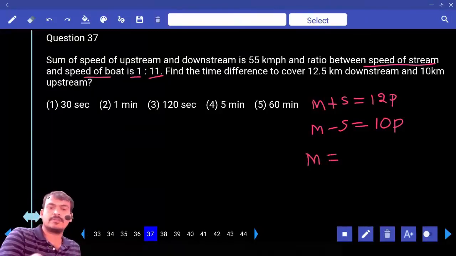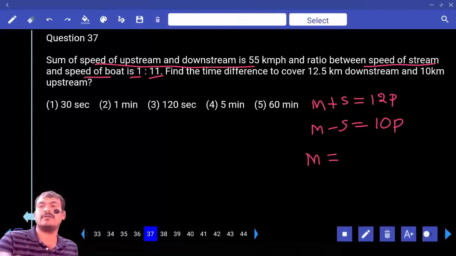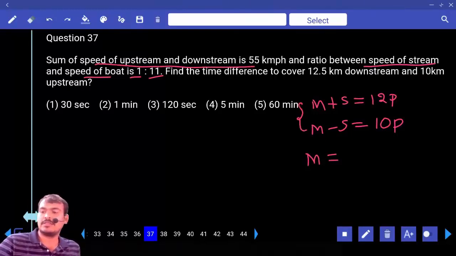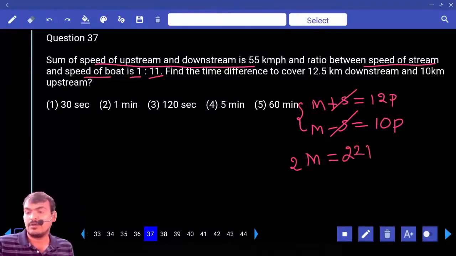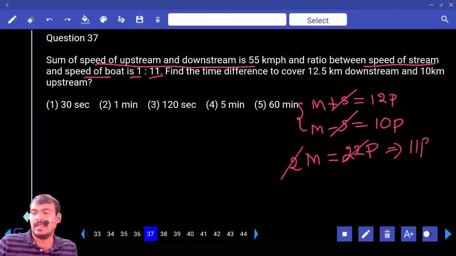Sorry, here the sum of which ones is given? Upstream and downstream are given. The sum of these two means plus S and minus S cancel. What is the remaining value? 2M. 2M equals 22 parts, which means M value is 11 parts. Only M value is how many parts? 11 parts. That 11 parts equals how much value?